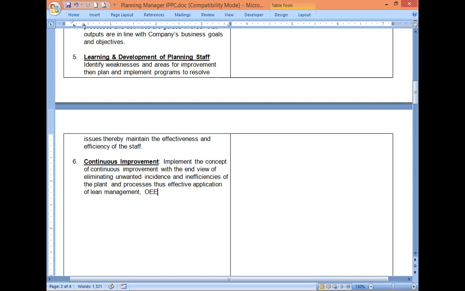OEE, overall equipment effectiveness. PDCA. Plan, do, what's C? I forgot the C. Check, rather. See, I'm old already. Sometimes I forget. So plan, do, check, act. PDCA. Then Six Sigma.